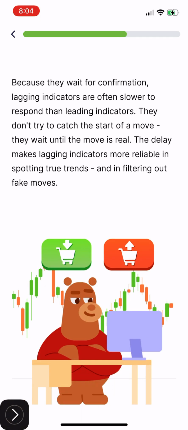Because they wait for confirmation, lagging indicators are often slower to respond than leading indicators. They don't try to catch the start of a move, they wait until the move is real. The delay makes lagging indicators more reliable in spotting true trends, and in filtering out fake moves.